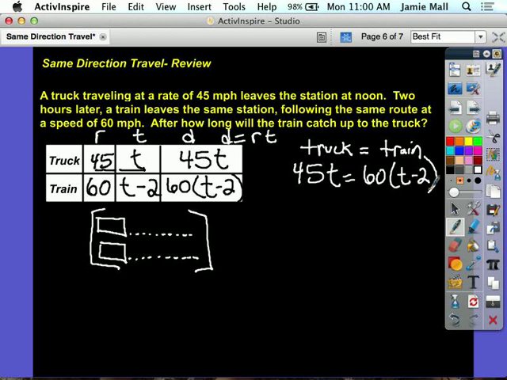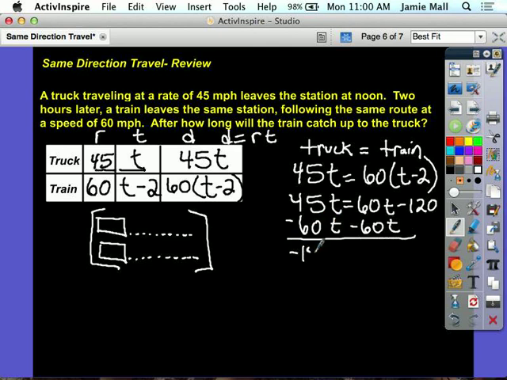Now that I have the equation, I know that I can start simplifying. So we see parentheses. It tells us we're going to distribute. 45t is equal to 60t minus 120. I'm going to take 60t away from both sides to gather my variables on the same side, and I'm left with negative 15t is equal to negative 120.